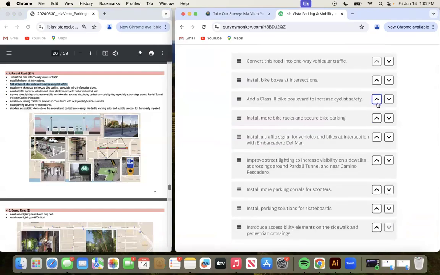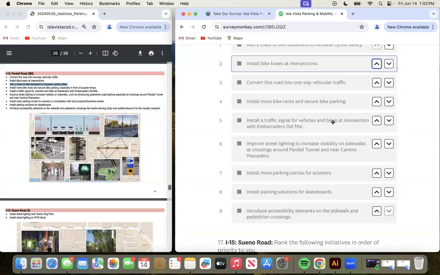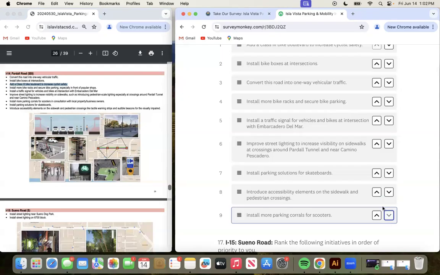So let's say again that I'm a biker. Maybe a lot of the bike boxes or a lot of the bike infrastructure improvements are the most important to me, so I'll put those at the top. Maybe there's something that you don't want to see. Maybe for some reason you're really against scooter corrals. Maybe you don't want scooter corrals. You might want to put that at the very bottom. And again, this thought process is arbitrary.